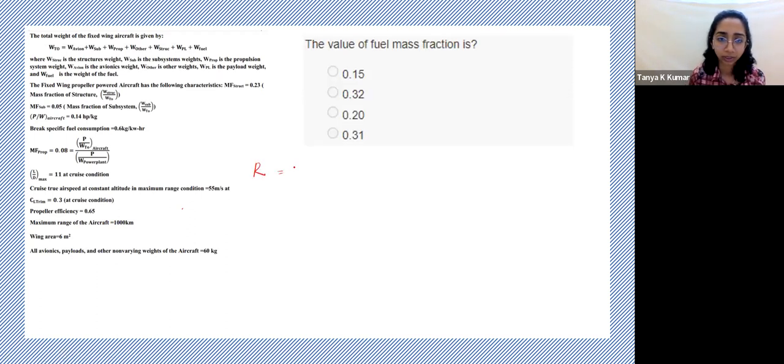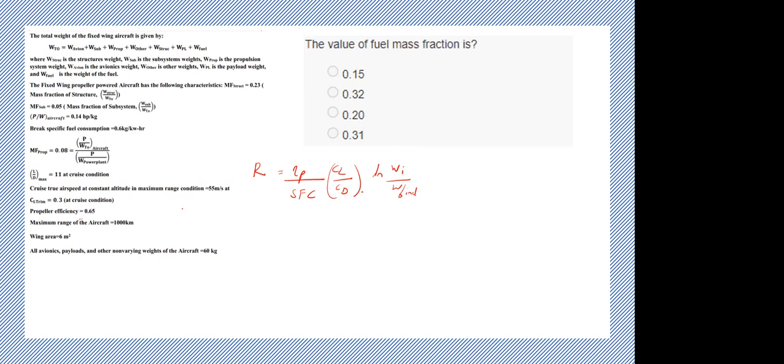So range was, that is the efficiency of the propeller, which is given here. This is for a propeller case. So specific fuel consumption. And it was CL upon CD. So I'm just writing L by D maximum, L by D max. And the logarithm of initial upon final. Do you remember this equation? Yes, ma'am. Okay. So now they've given you this range.